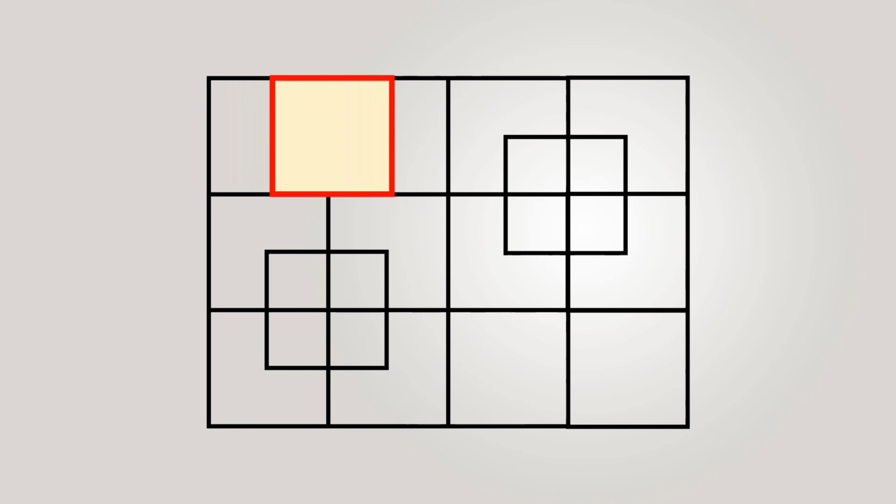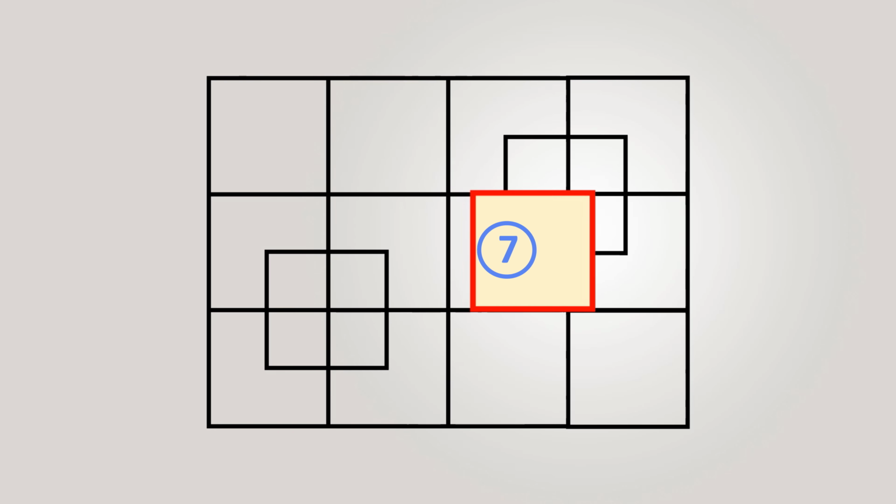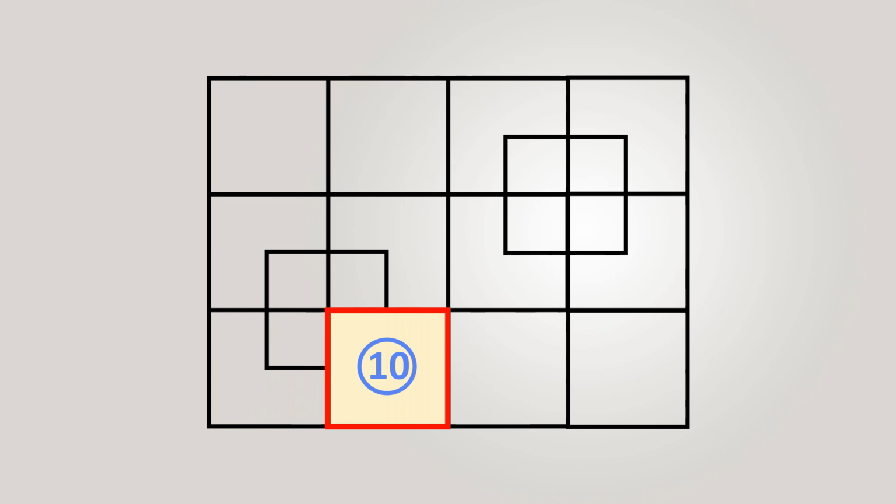1, 2, 3, 4, 5, 6, 7, 8, 9, 10, 11, and 12. Once we reintroduce overlapping squares, we can count them as well. They would have numbers 13 and 14. 2 overlapping squares introduce 8 small squares.